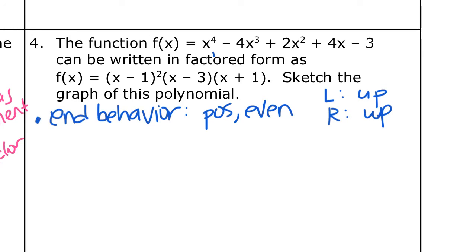Okay, second thing I want to do is find the zeros. I want to know where it's going to cross the x-axis. So here's where this problem was super nice to us, and they already gave us what it would look like if we were to factor. So what we're going to do is set each factor equal to 0. That way we can find out where it's going to hit the x-axis.